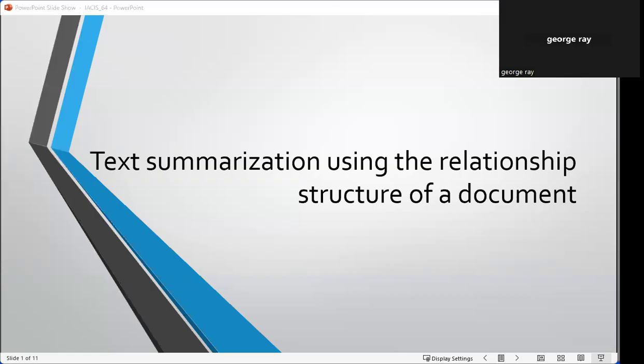My presentation is on text summarization using the relationship structure of a document. And in this investigation, the concept of a document's relationship structure is used for automating summaries of documents. In this presentation, a new automated approach to analyze, understand, and summarize knowledge in documents will be explained.